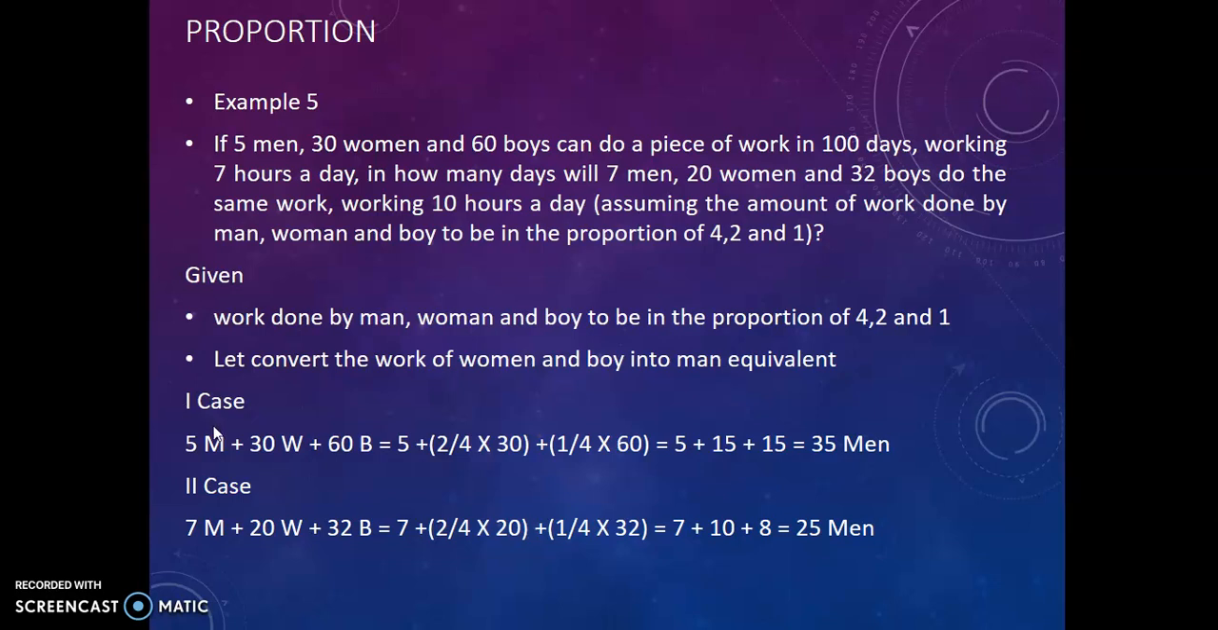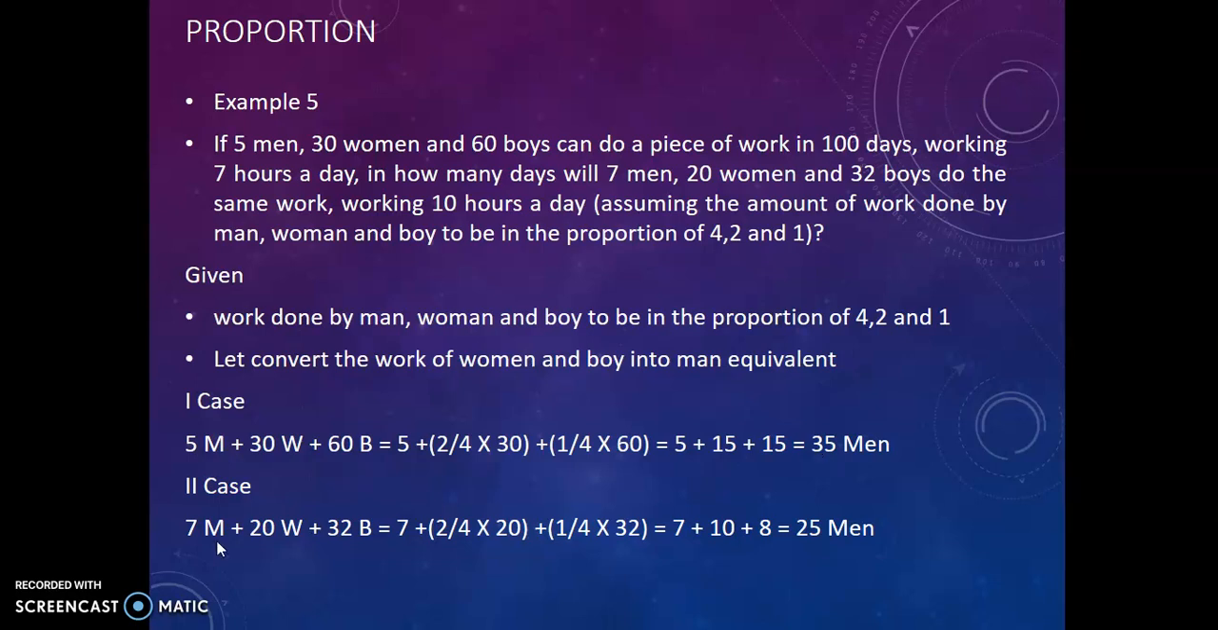In the first case, 5 men, 30 women, 60 boys have worked. So it is converted into man equivalent. So in the given ratio, women are in the proportion of 2, and men in the ratio of 4. So 2 by 4 into 30. Boys are in the ratio of 1. So 1 by 4 into 60. So now we got 5, 15, 15. So totally we convert the women and boys into 35 men.